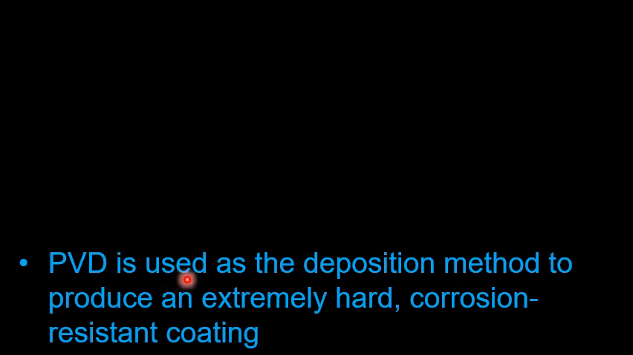PVD is useful for the deposition or producing extremely hard, corrosion resistant coating. Now the question here is, why is PVD used for extremely hard, corrosion resistant coating? I have previously discussed that with the physical vapor deposition process, you evaporate a precursor or source material by bombarding it with a high energetic electron beam, or by using energetic pulses of laser, or by using a sputtering technique, or by physical removal of the material by applying sputtering.